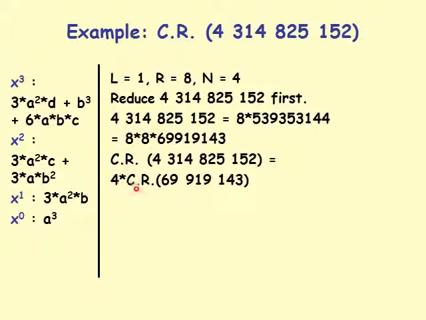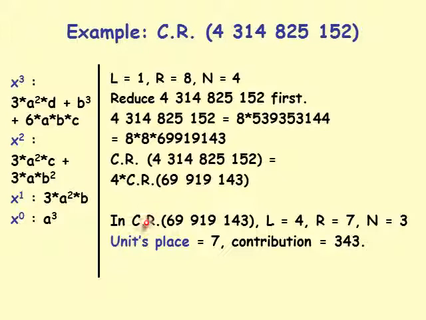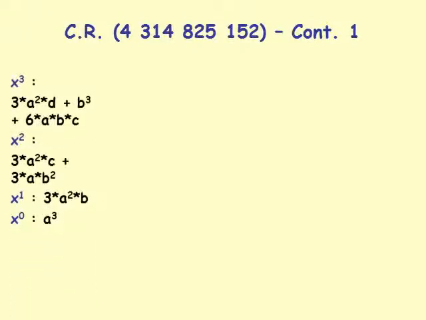Now the cube root of that number is equal to the cube root of 64, which is 4, times the cube root of 69,919,143. Let's continue here. So now we have left is 4 here, right is 7 from here, and the number of digits is 3, and we will multiply that by 4 when we get down. Okay, let's continue here. So the unit place is 7 from here. Its contribution is a cubed, which is 343.